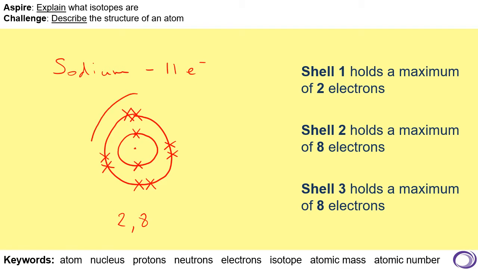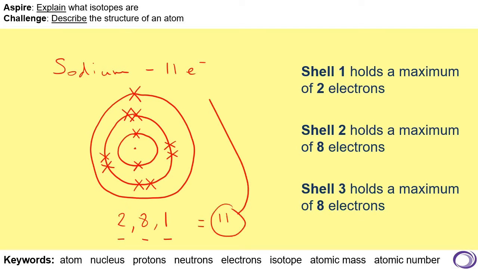So I'm going to draw a third shell. And I'm going to add my 11th electron on that third shell. So I've added 1 electron on that outside shell. So 2 electrons on my first shell, 8 electrons on my second shell, 1 electron on my third shell, which adds up to my total of 11 electrons, which is what I said I needed at the start.